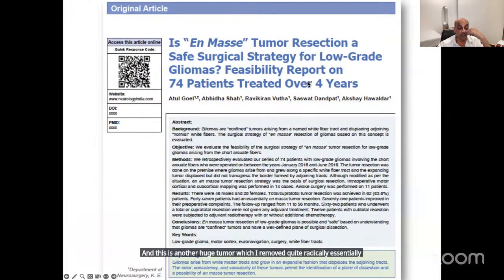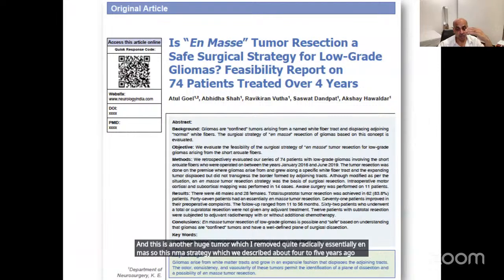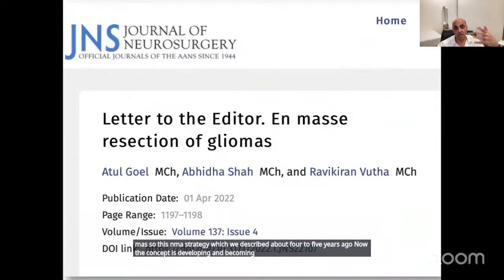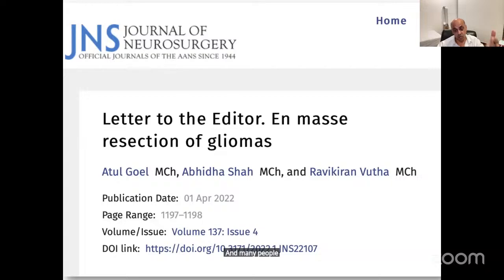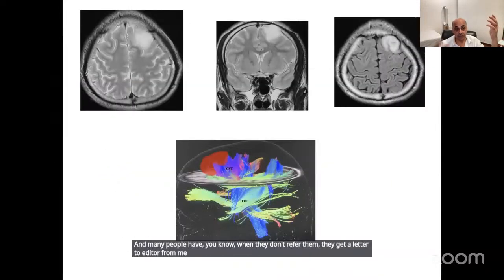So this en masse strategy, which we described about 4 to 5 years ago, now the concept is developing and becoming stronger and stronger. This concept was first introduced by us in the literature, and many people have referred to this, and when they don't refer, they get a letter to the editor from me, and then they respond and say, yeah. So this is another tumor.